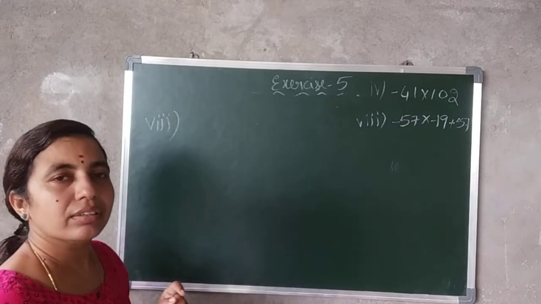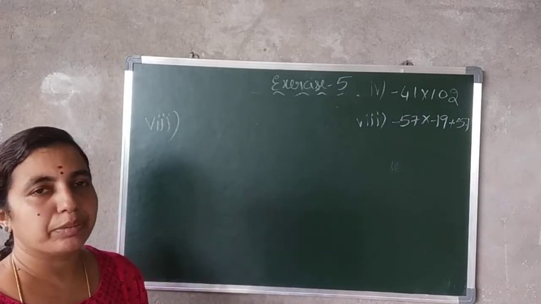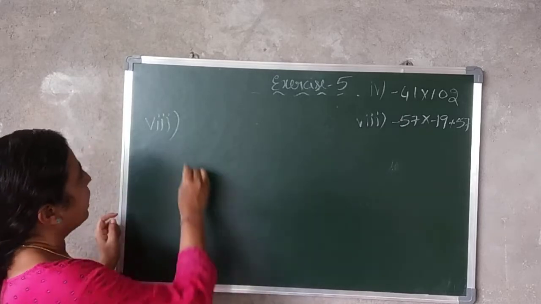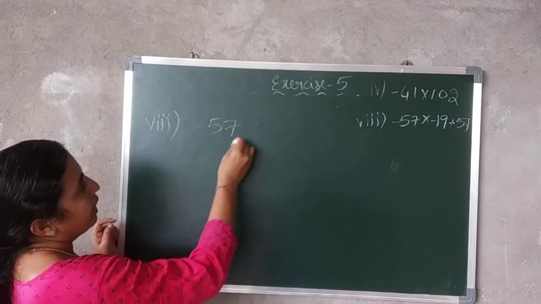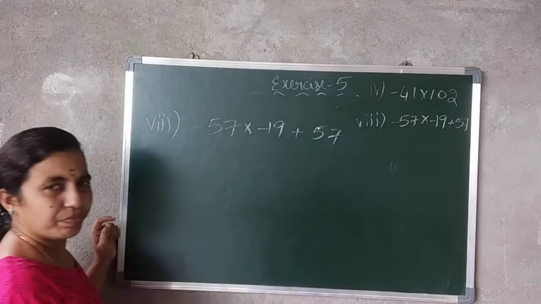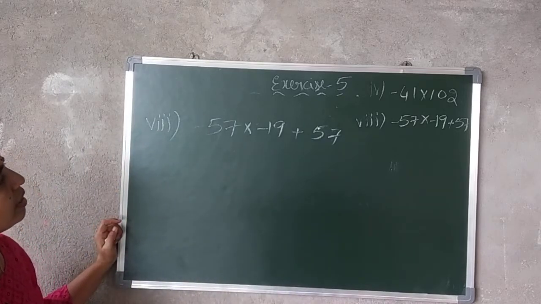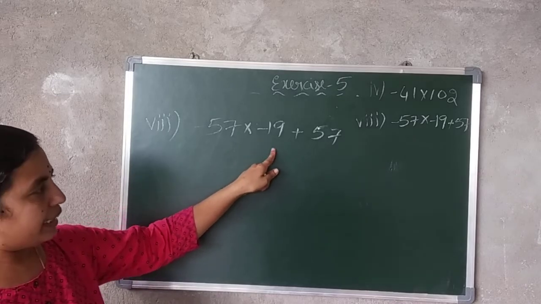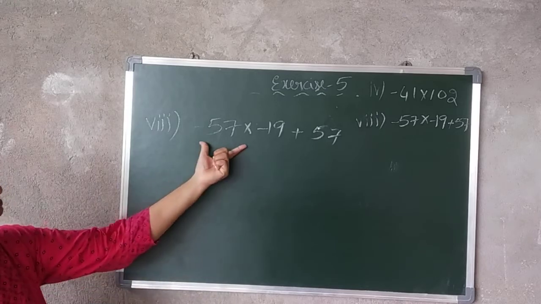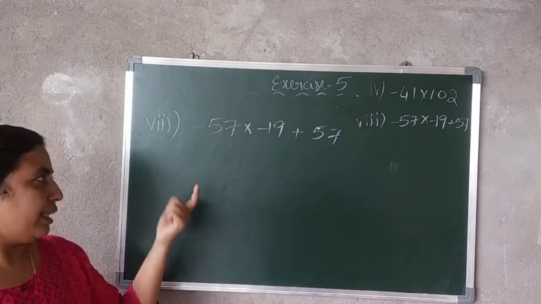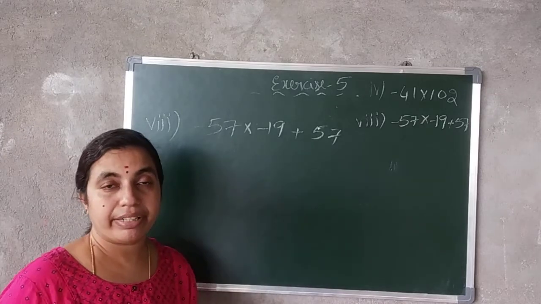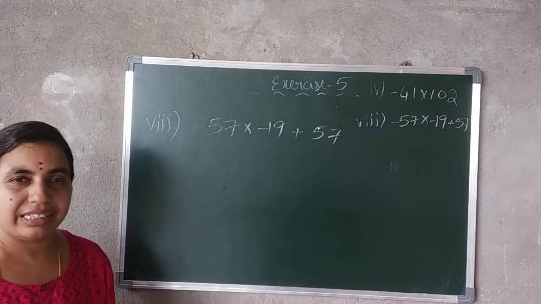If you are not getting those problems, I'll explain in the next class. Okay, those 4 problems, if you are not getting them: minus 57 into minus 19 plus 57. Now, see here, minus 57 into minus 19 plus 57 only. Which rule can we apply here? Here we have 2 terms and here only 1 term. Both have 57, but here minus 57, here plus 57. Okay, don't get confused. It's very easy.